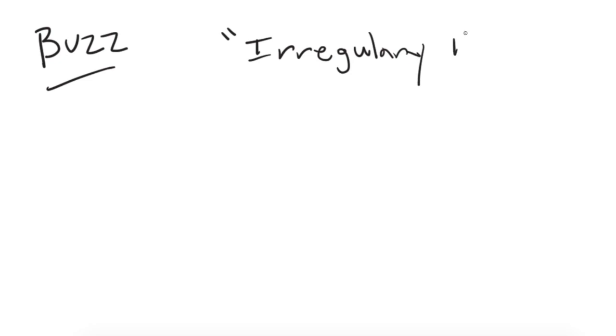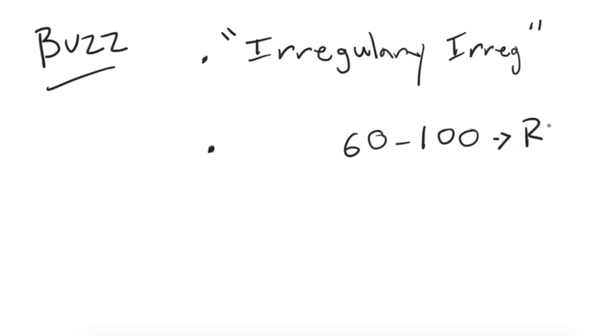Okay, so next let's look at some buzzwords. And definitely your first thing that should come to mind whenever you hear the term irregularly irregular, right away you should be thinking, this patient may have atrial fibrillation. What is a normal rhythm? 60 to 100. So anything above 100 is rapid, and anything less than 60 is a slow ventricular rate.